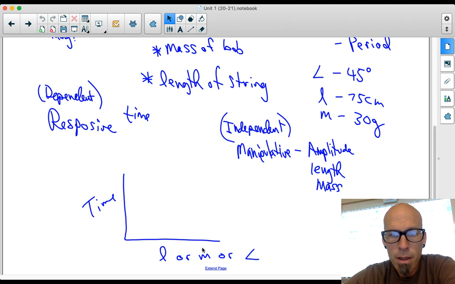Now notice this right here. I have L or M or angle. So that's on the x-axis, and then time is on the y-axis. That's how we're setting up our graph.